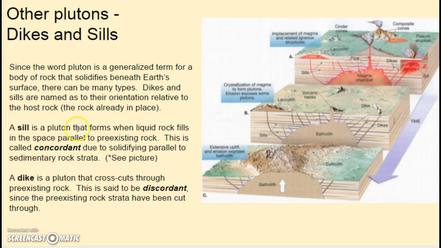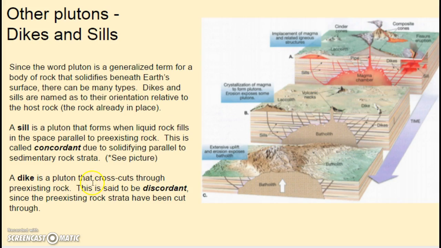A sill is a pluton that forms when liquid rock fills in the spaces between pre-existing rocks, or what I'll call parallel. This is called concordant, due to solidifying parallel to sedimentary rock strata. So here, where I see these parallel margins, the parallel ones are going to be my sills, and you can see it here in this picture.